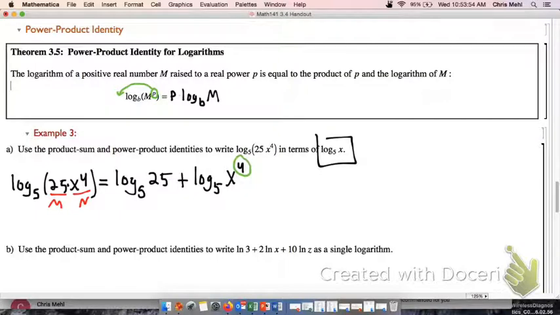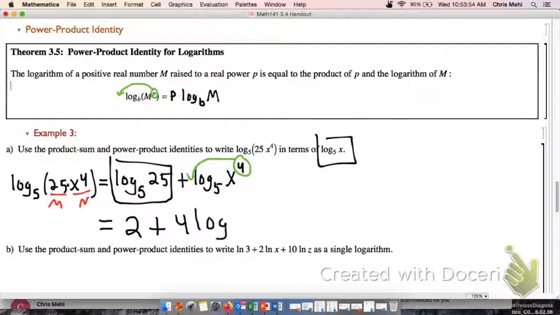First, if I look at the second term, I can now use the power product identity to bring 4 in front of the log. And then log base 5 of 25, we should be able to figure out what that is. Okay, log base 5 of 25, so if I look at the first term, again, what this will equal is the power I need to raise 5 to get 25, so that'll be positive 2, plus, and then on the second term I will bring the 4 in front of the logarithm, get log base 5 of x, and then I would be done.